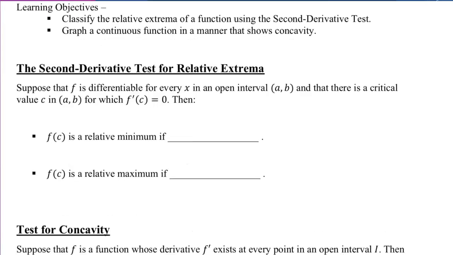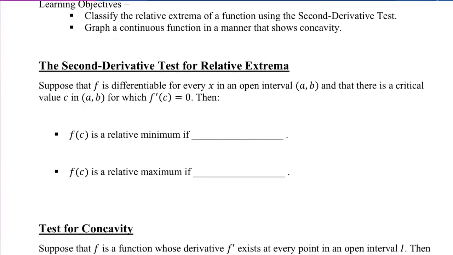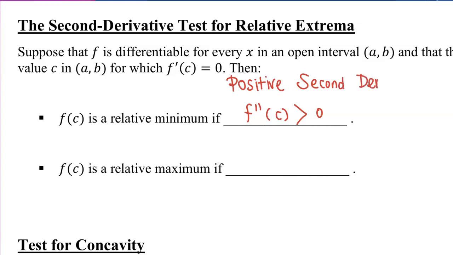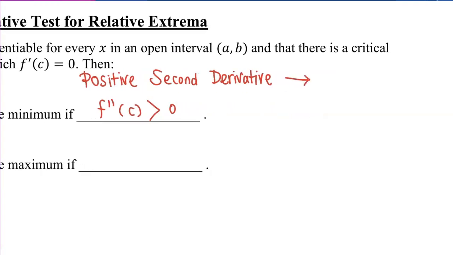The second derivative test says that you can use the second derivative, plug in a critical value into the second derivative, and if the sign of the second derivative comes out to be positive, I'll write that down, positive second derivative, tells us that we have a relative minimum at that point, at that x value, okay?